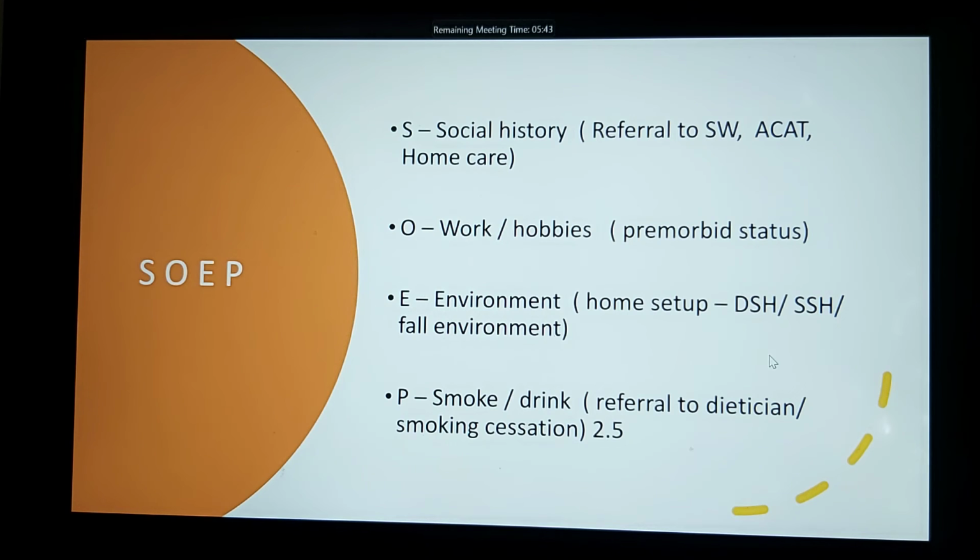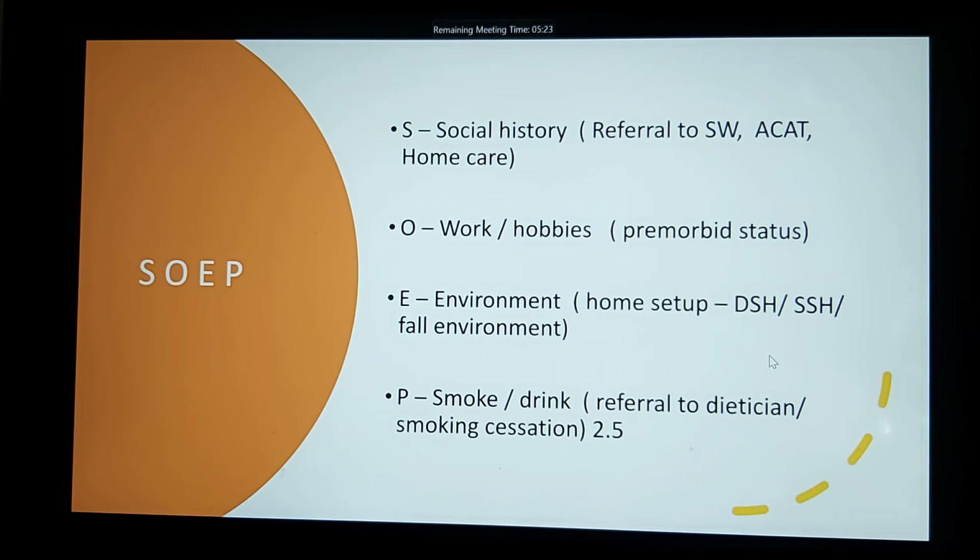ACAT is the aged care assessment team, and they can assess someone to provide home care packages, but this is for someone above 65 only. Below 65 would be the NDIS assessment. Then again, home care falls under the ACAT as well.